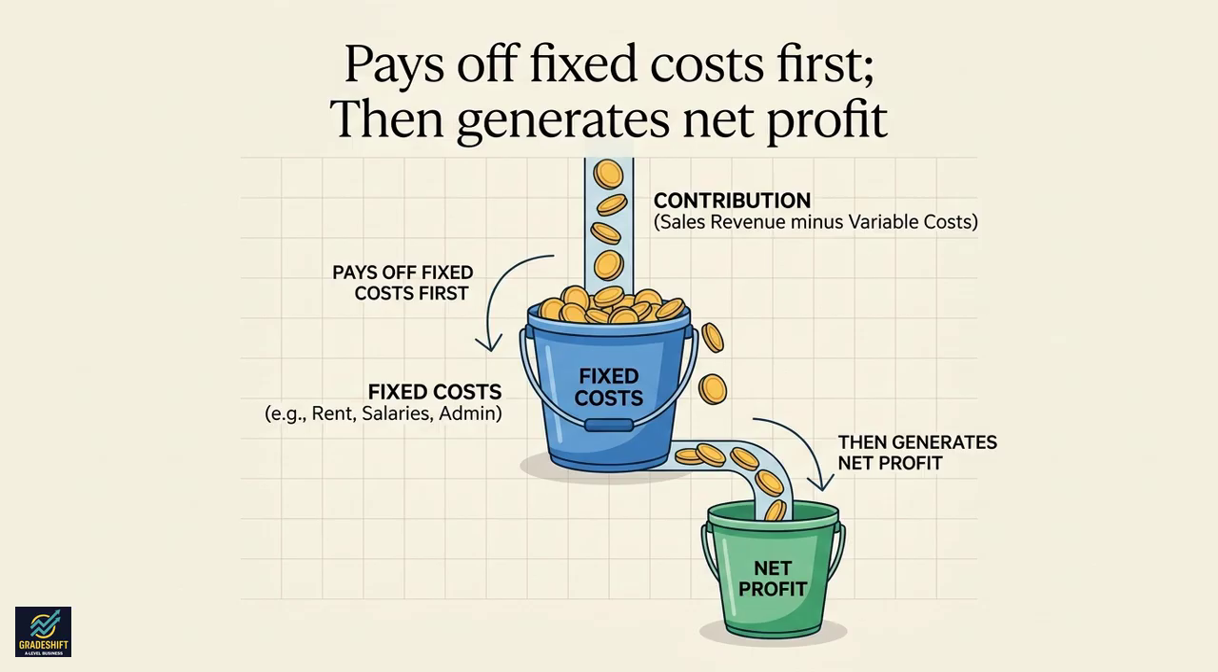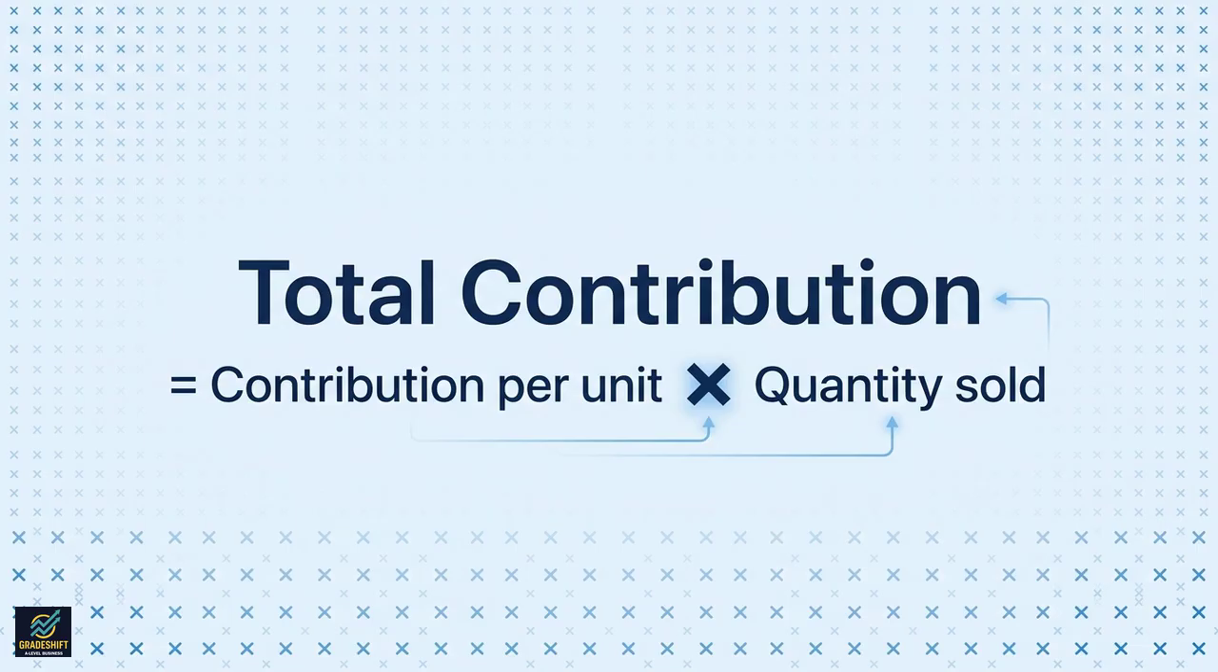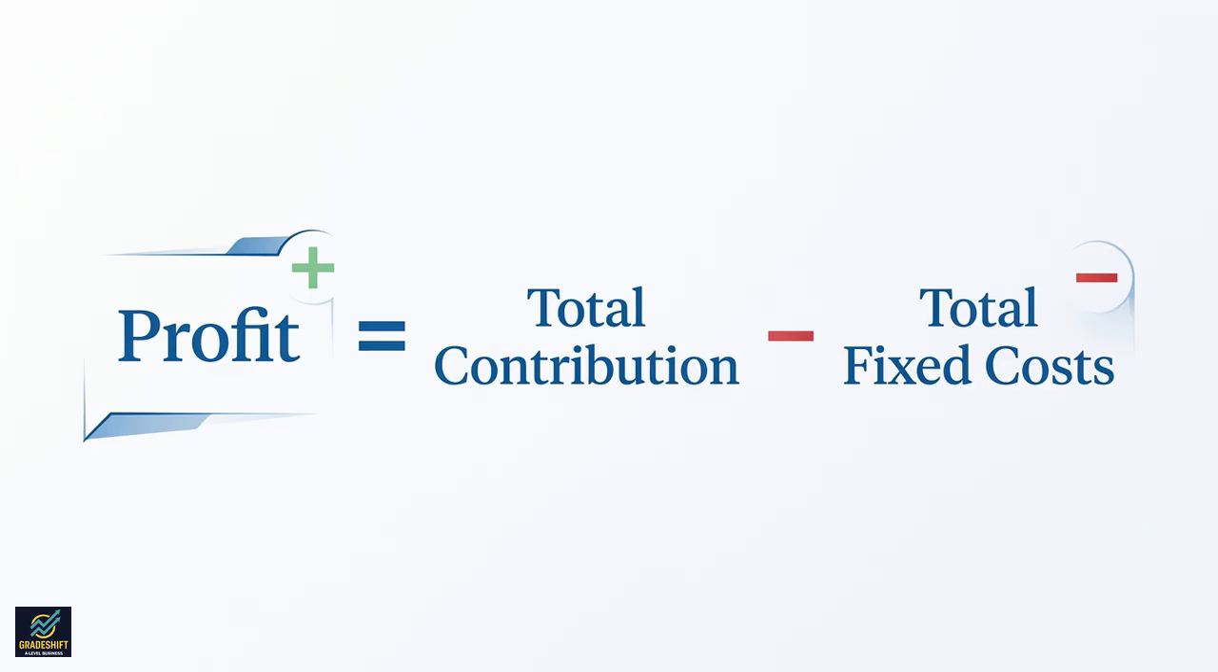Once all those fixed costs are fully paid off, any further contribution goes directly towards generating a net profit. To find the total contribution for the entire business, you multiply the contribution per unit by the total quantity of units sold. This tells you the total amount available to cover fixed costs across all sales. From there, calculating your total profit becomes very simple. You just take your total contribution and subtract your total fixed costs. If the result is positive, you have a profit. If negative, you are making a loss.